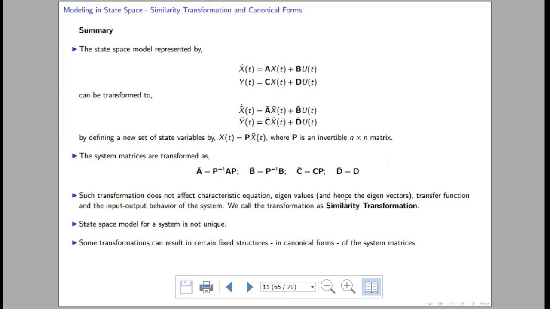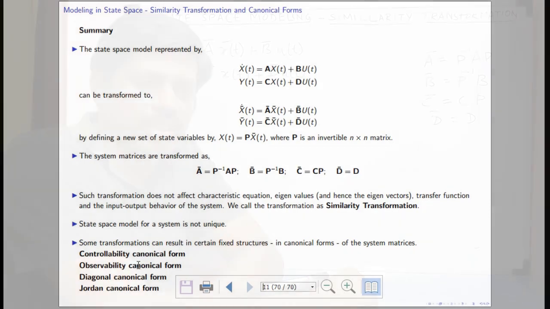And we understood that some transformations can result in some fixed structure, which we can call canonical forms. The canonical forms are controllability canonical form, observability canonical form, diagonal canonical form, and Jordan canonical form. Out of these, we focused on controllability canonical form and observability canonical form, and we took two examples to understand how a given state space model can be transformed to controllability canonical form and observability canonical form.